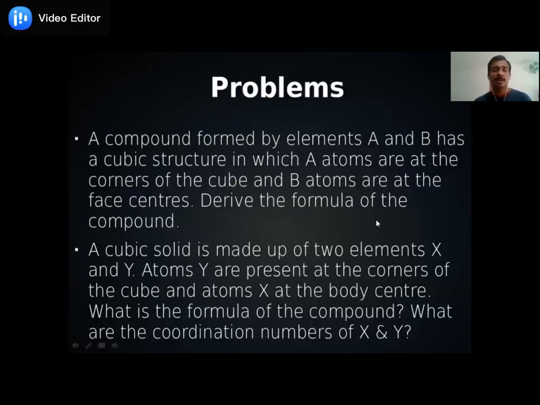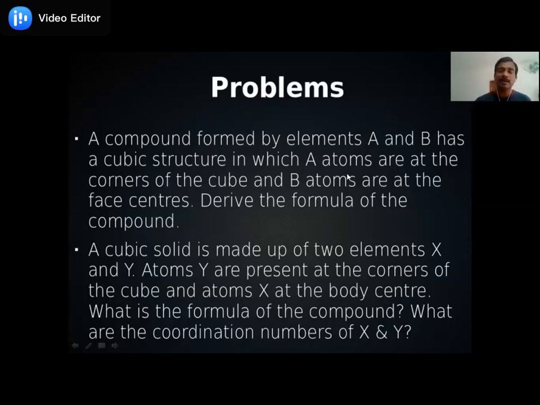Now based on this, there are problems. You can see a problem here. A compound formed by elements A and B has a cubic structure in which A atoms are at the corners of the cube and B atoms are at the face centers. Derive the formula of the compound.